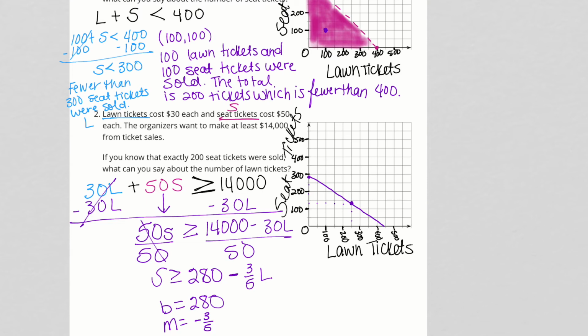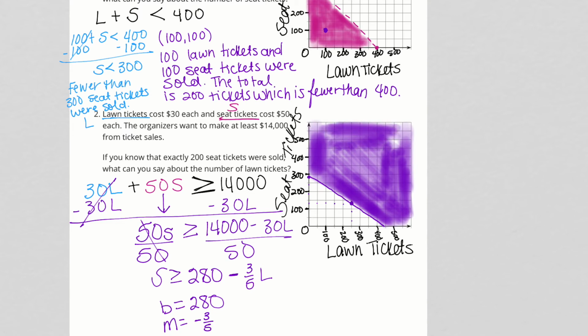So, do I need to shade above or below my line? Why do I shade above? Because we want more than. Okay. Let's see here. Next, we need to pick a point in our shaded region.